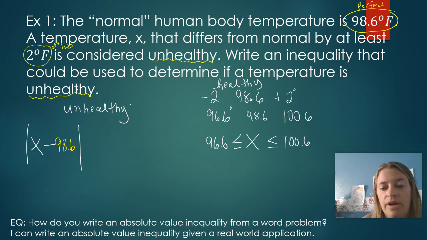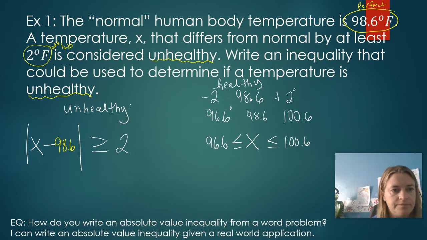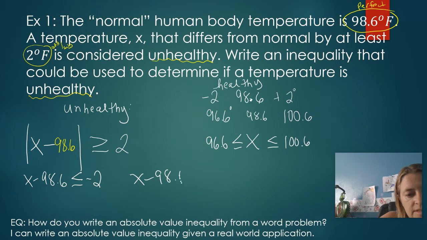We want an unhealthy range. So we're not going to be using a less than symbol. We're going to use a greater than symbol. And then we're going to have what we're going to be adding and subtracting, so that would be that 2 degrees. And so if you wanted the unhealthy temperatures, you could just take that and split it up: x minus 98.6. And remember, for the inequality, you flip it and make it negative, and x minus 98.6, and leave this one alone, greater than or equal to 2. You add 98.6.